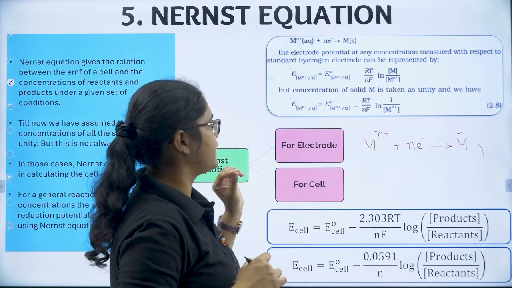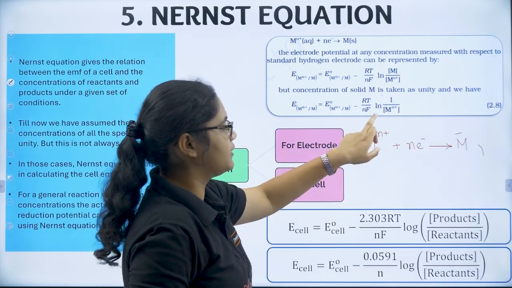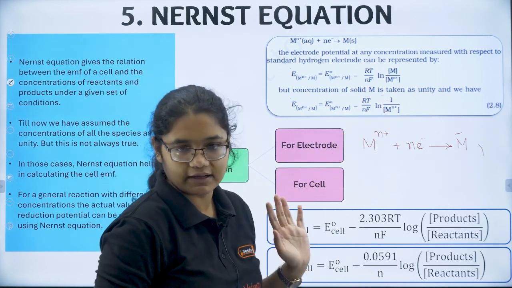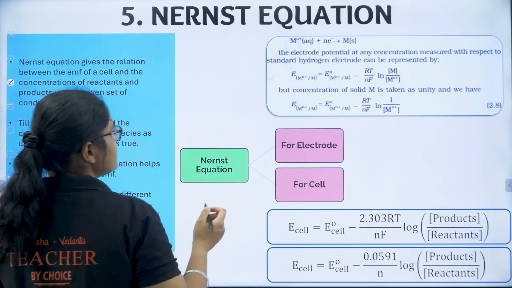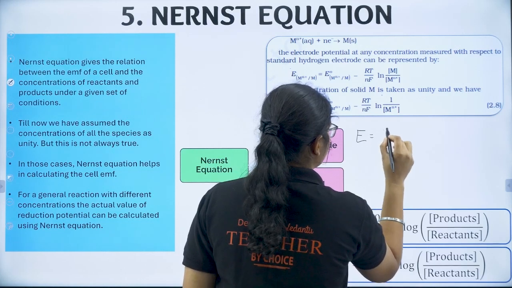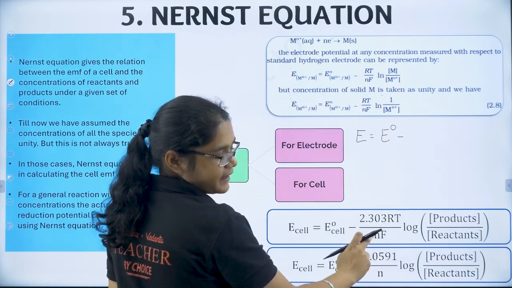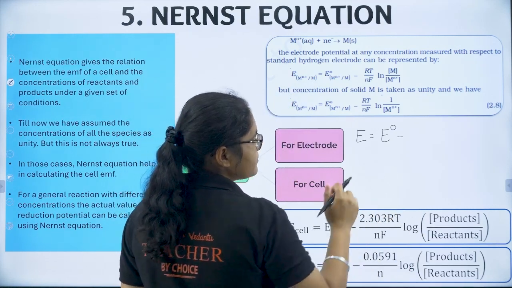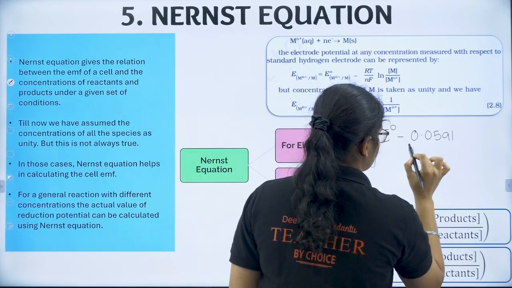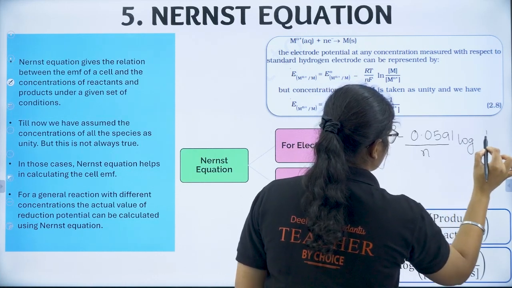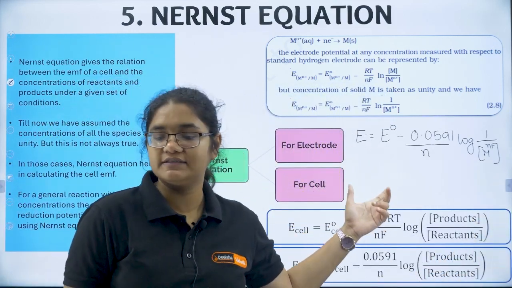Now here you should remember that the concentration of a solid metal is taken as 1. So that means this becomes 1, and then this becomes RT by nF ln 1 by M^n+. Now this is not the simplest form, we can simplify it further. I can write E is equal to E naught minus, if I convert it into log, 2.303 RT by nF. If you further simplify, you will get 0.0591 by n log of 1 by the concentration of the metal ion. Okay, so this is the formula for a single electrode.